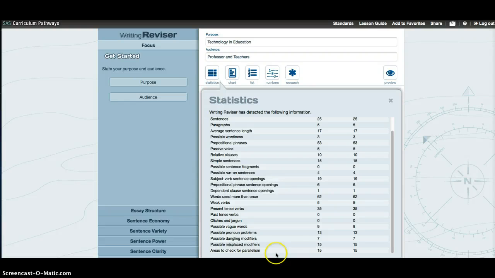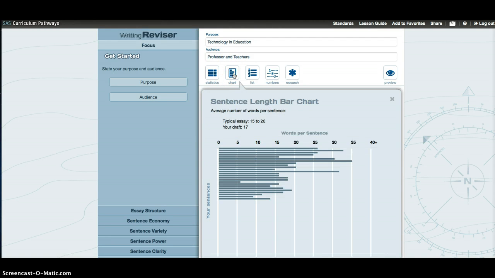All right, and areas to check for parallelism, 15. That could be, again, using a lot of conjunctions within sentences. Maybe something I want to fix. All right, let's take a look at charts. Sentence length bar chart. A typical essay has about 15 to 20 sentences. Mine has 17. I fall in line.